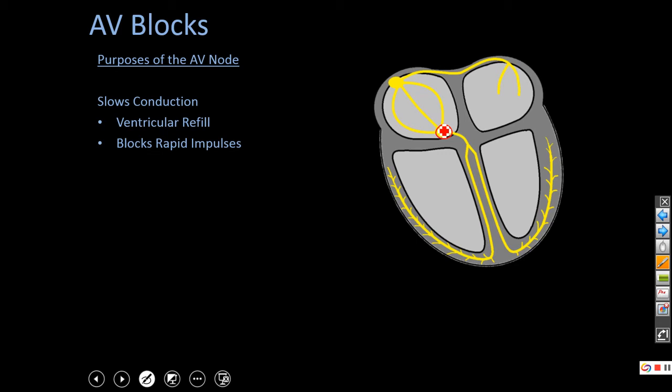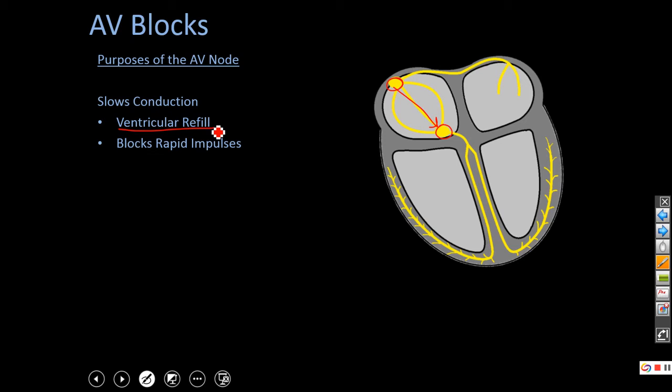So here's the AV node. It has a couple of very important functions, one of which is it delays electrical impulses. When the SA node paces the heart, it delays the impulses from the atria to the ventricles in order to allow time for adequate ventricular refill. That way, when the atria contract, there's a slight delay before the ventricles contract, so that the ventricles can fill up with blood and make for a more efficient pump.